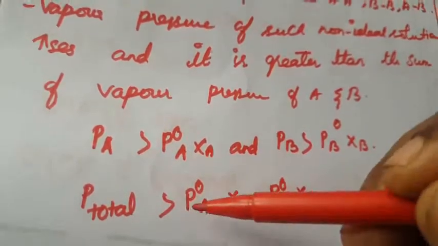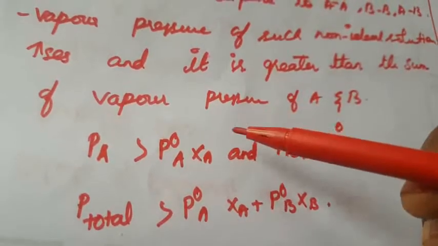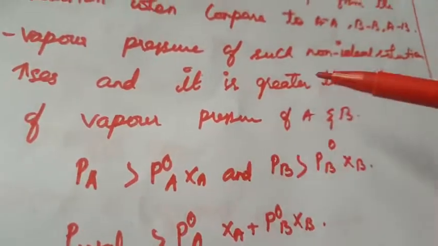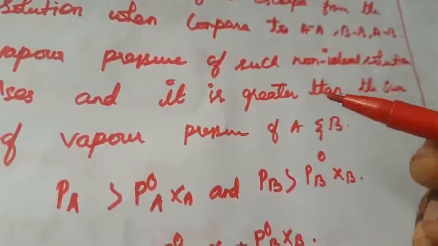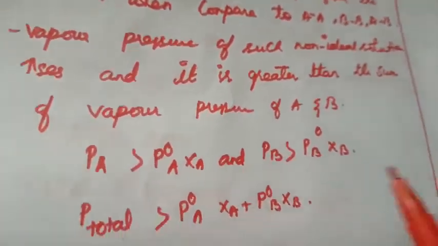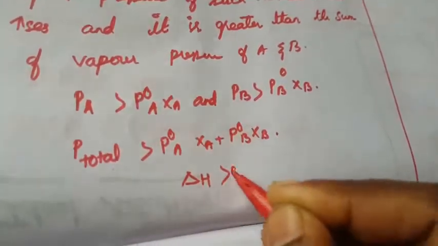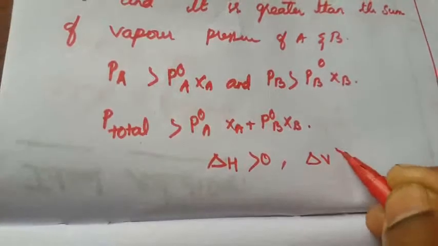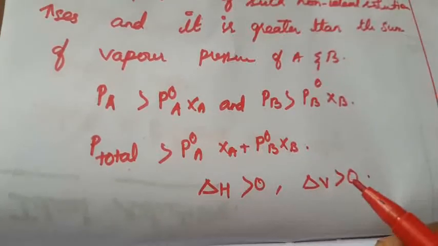So from this, this is called positive deviation, that is the escape tendency is greater, the vapor pressure is greater when compared to Raoult's law. So here delta H mixing is greater than 0 and delta volume is also greater than 0. So that is the increased volume. This is called positive deviation.